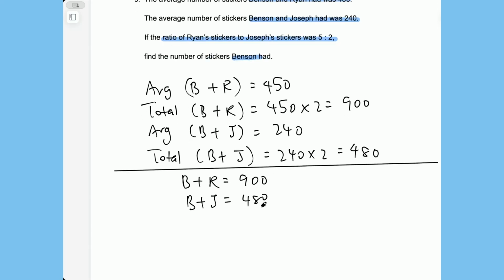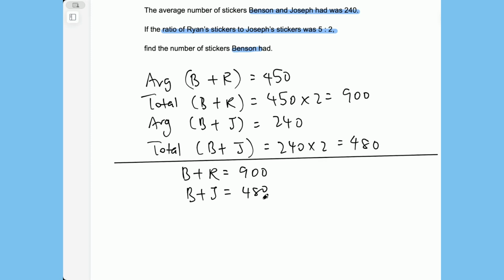So if we use 900 minus 480, what do we get? We'll cancel off this, B minus B is nothing. Then we have R minus J will be 900 minus 480, that is 420. So this is the difference between R and J.